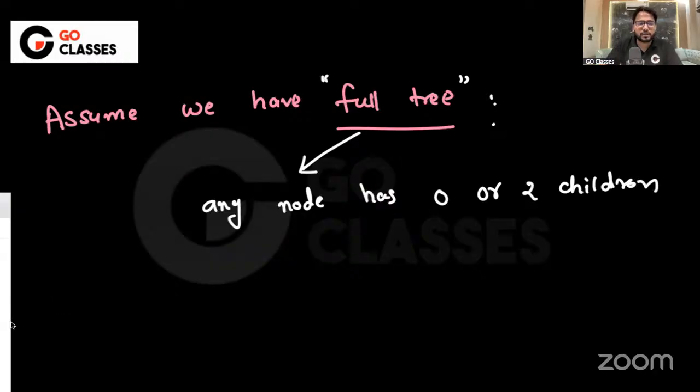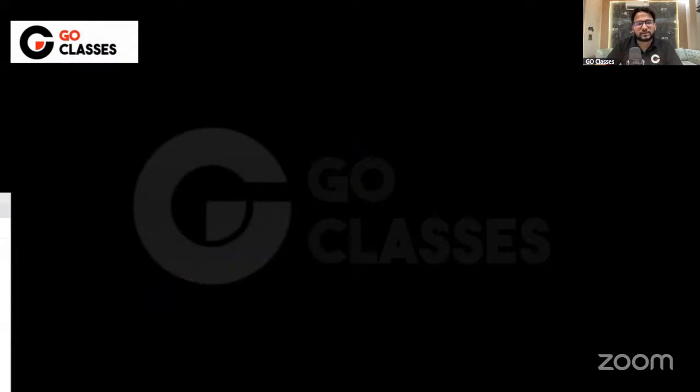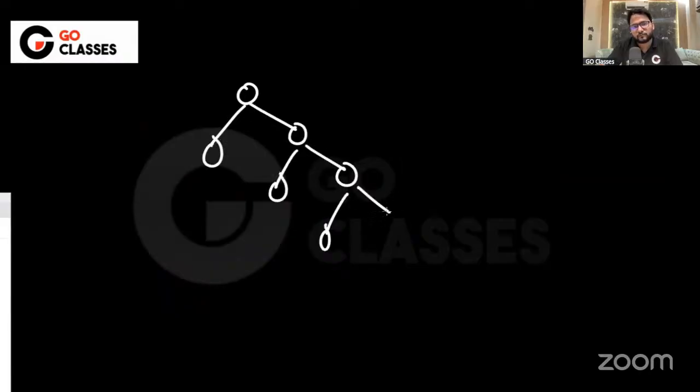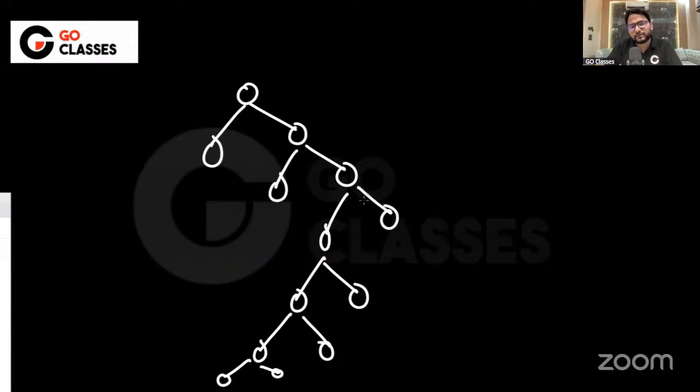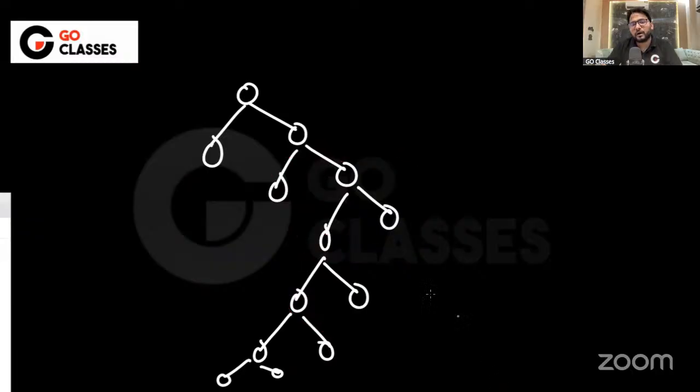Which means if you have this kind of tree where every node is either having two children, for example this one, or zero children. So for example, this is a full tree. Why? Because every internal node is having two children, right? Now in a full tree, if it is an internal node, then it is a degree 2 node also, right?